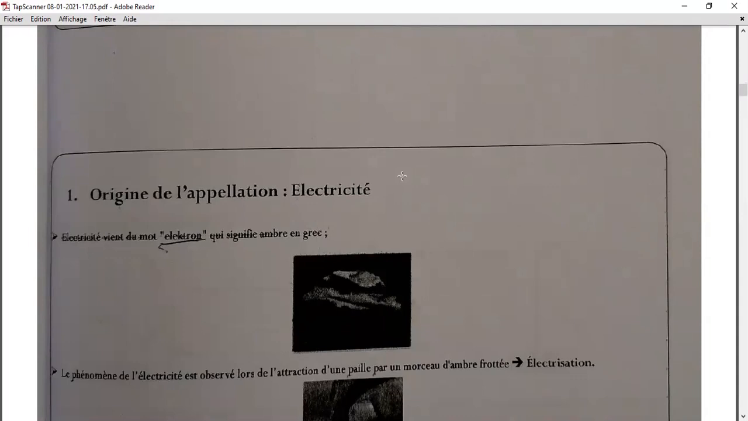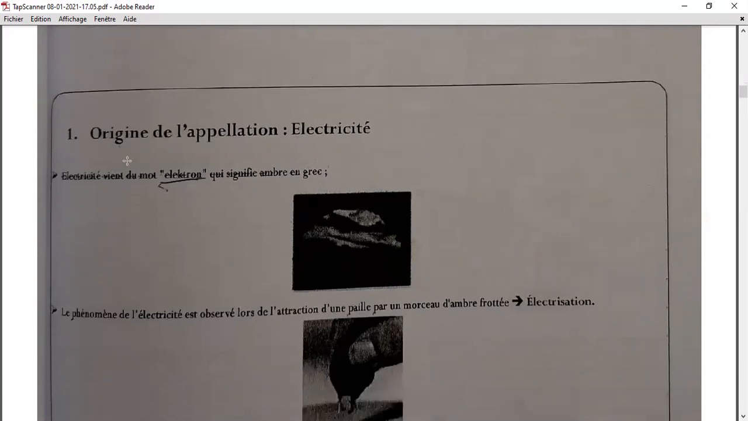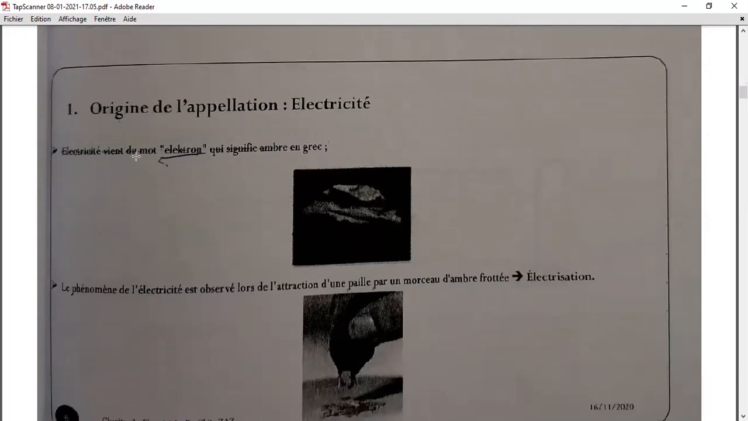Origine de l'appellation électricité. So where did this term electricity come from? Électricité vient du mot électron, qui signifiait ambre en grec. So the word electricity comes from a Greek word, electron, and this word signifies amber.